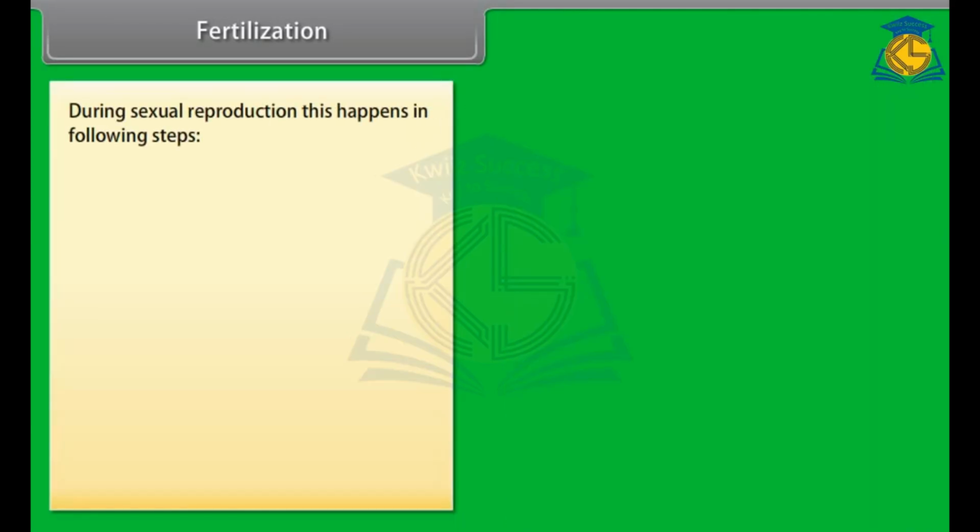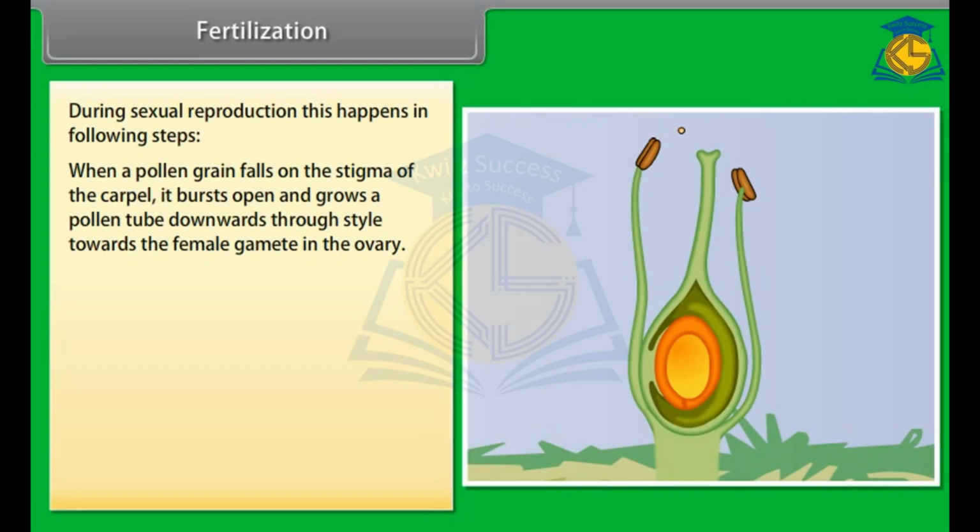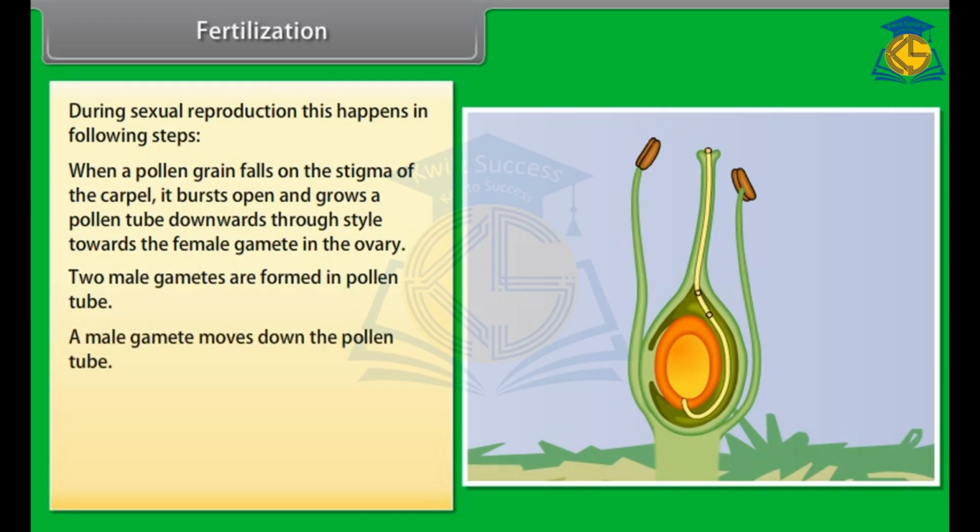During sexual reproduction, this happens in the following steps. When a pollen grain falls on the stigma of the carpel, it bursts open and grows a pollen tube downwards through the style towards the female gamete in the ovary. Two male gametes are formed in the pollen tube. A male gamete moves down the pollen tube.